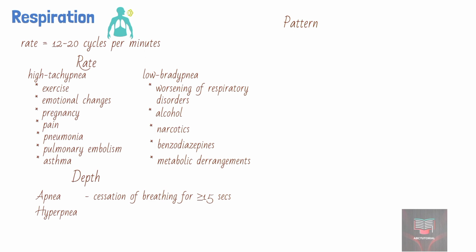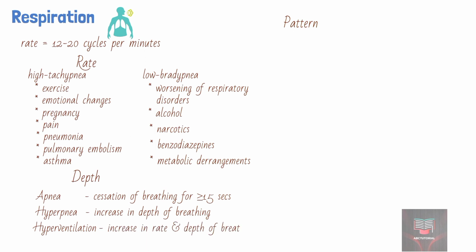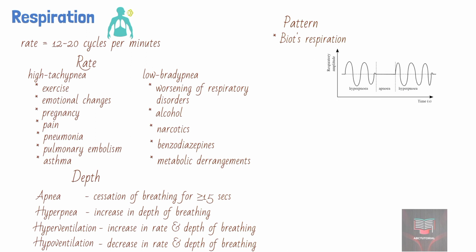Hypopnea is described as an increase in the depth of breathing, while hyperventilation is the term used to describe both an increase in the rate and depth of breathing. That is, hyperventilation is tachypnea plus hypopnea, while hypoventilation is described as the decrease in rate and depth of breathing. Many disorders usually produce some patterns of breathing. For example, biot respiration is characterized by a period of hyperventilation followed by apnea. It can be caused by brain trauma.